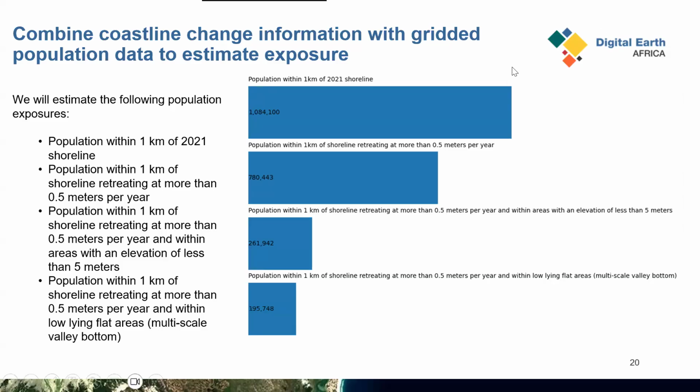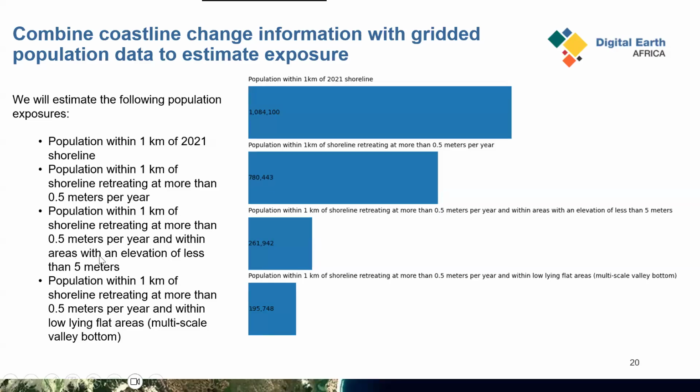You can combine population within 1 kilometer from the shoreline, but also we can combine the population with 1 kilometer of the retreated shoreline at more than 1 kilometer. And this is the second one. This is very key because when there is a retreat, either a person is gaining or is being exposed to the coastal erosion.